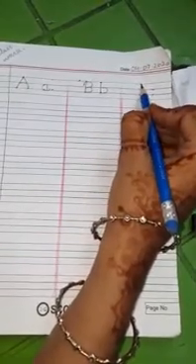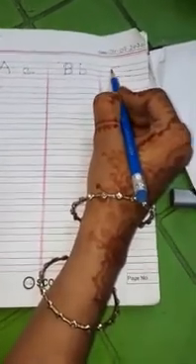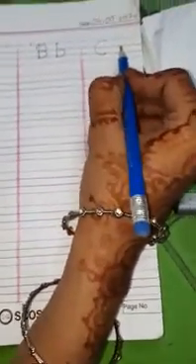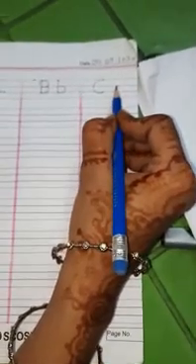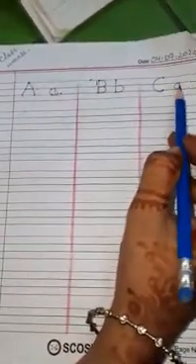Start from the top. B is followed by capital C. Capital C: start from the top and make a curve. Join the dot. Small c: write in the middle two lines and draw a curve. Capital C and small c. C sound is ka. C sound is ka. A for apple, B for ball, K for cat.